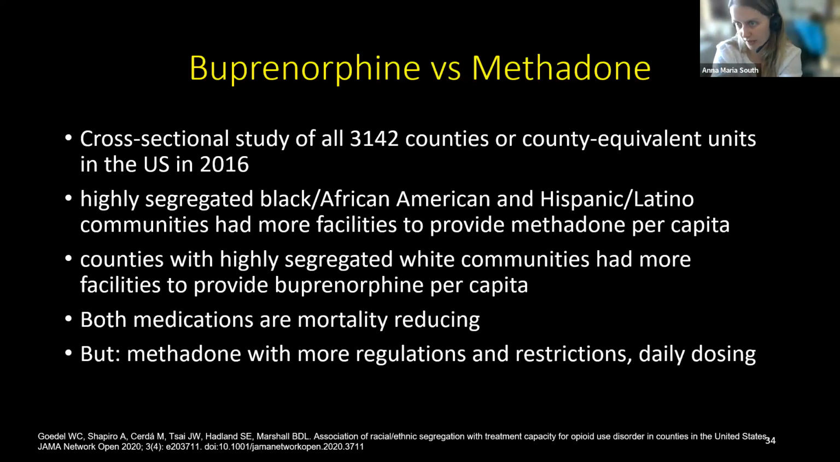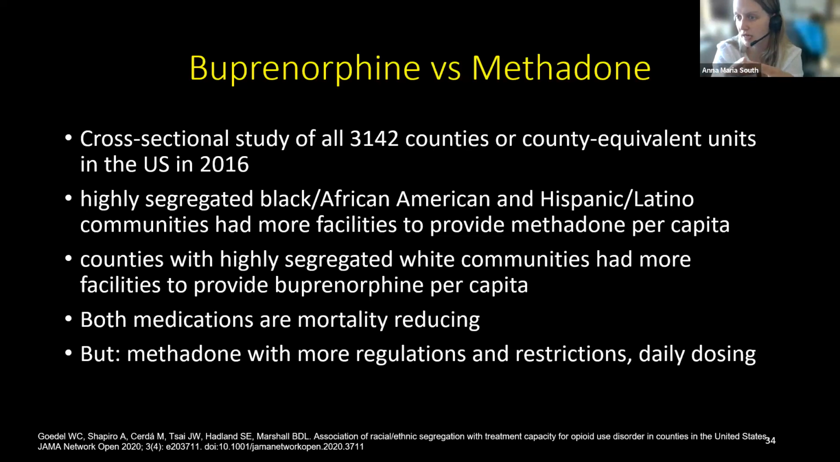And I want to be very clear. Both of these medications are good medications that are mortality reducing, right? However, as I highlighted, they're not interchangeable. There are some people that are going to do really well on methadone, and there are some people that are going to be doing really well on buprenorphine. People really need to have access to both medications and be able to make an informed healthcare decision and choice about which medication they want.